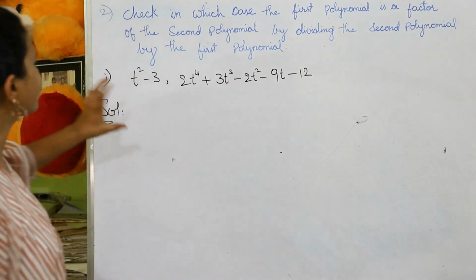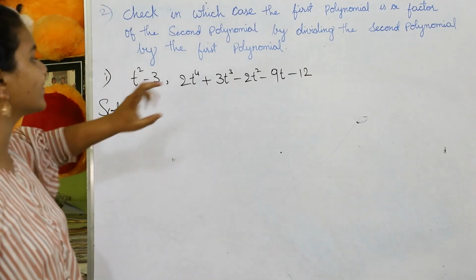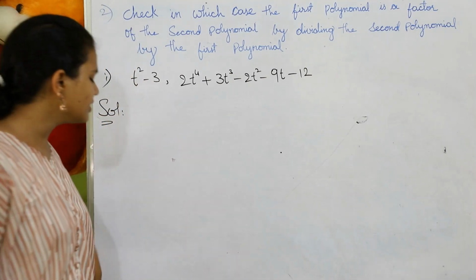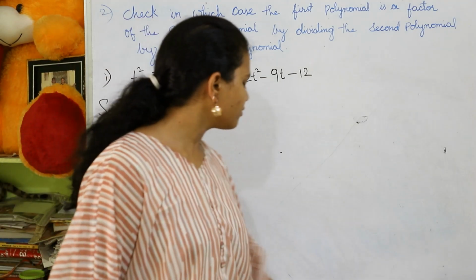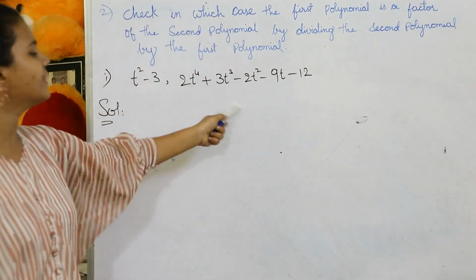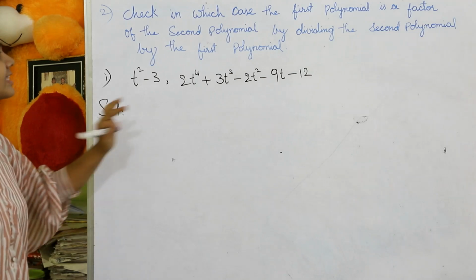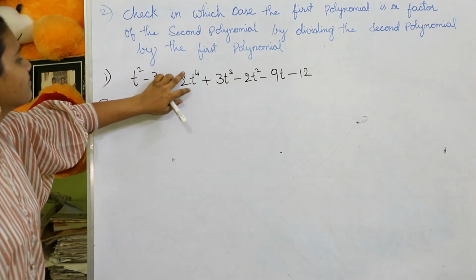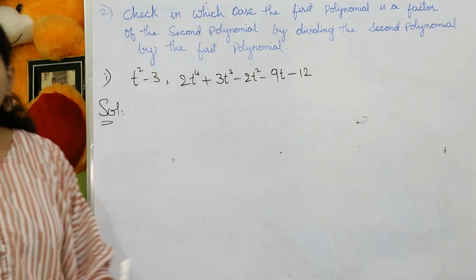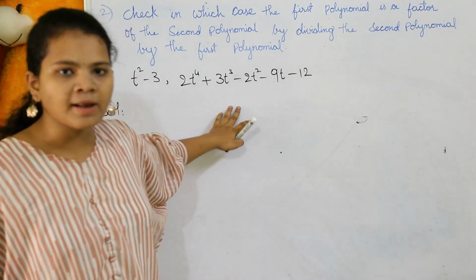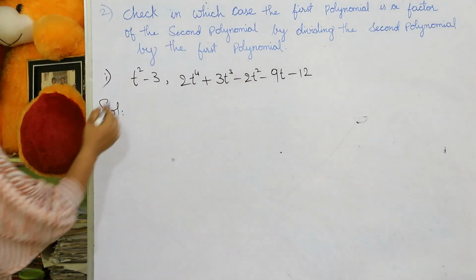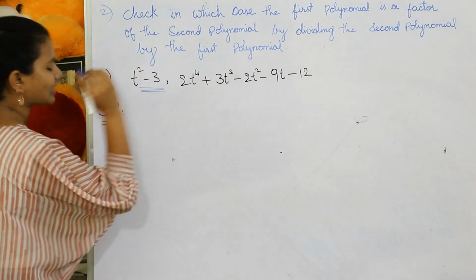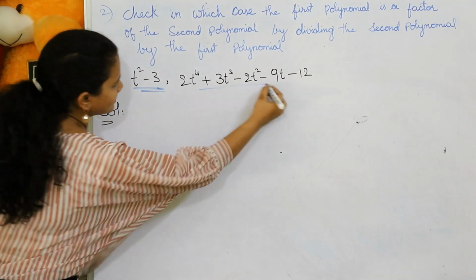So here they have given two polynomials, the first polynomial and the second polynomial, and they are asking us to divide the second polynomial by the first polynomial. Let's consider this as the first polynomial and let this be the second polynomial.